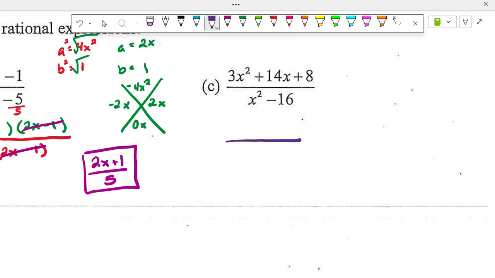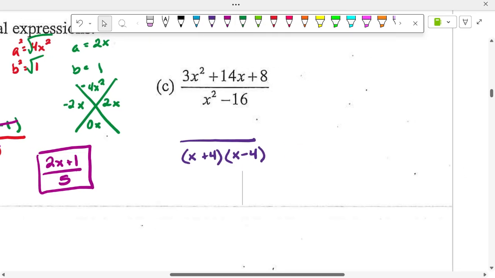It's a difference of squares. So if I take the square root of both of those and separate them by plus and minuses, what will my two factors be? X plus 4 and X minus 4. Good. Is everyone following how I'm factoring these? Okay.